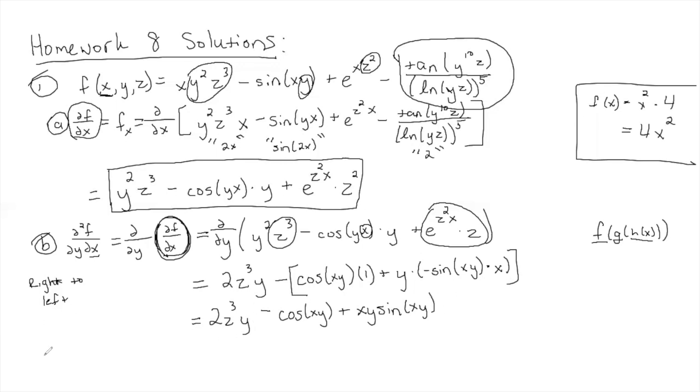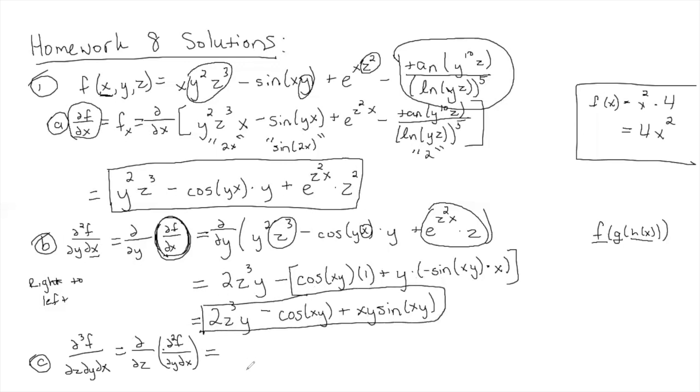Okay? And then finally, the third derivative is the same sort of thing that we did before, right? I take my previous answer and I take its derivative with respect to z. Okay, so I'll box this because this is our answer for part B. And now how we take a derivative with respect to z, well, there's no z's here and there's no z's here. So these are both going to go to 0. And I have sort of a separated constant in this case. I'll try to circle it like this. 2y is my constant term, so I'll rewrite this. d dz of 2y z cubed minus cosine xy plus xy sine xy.